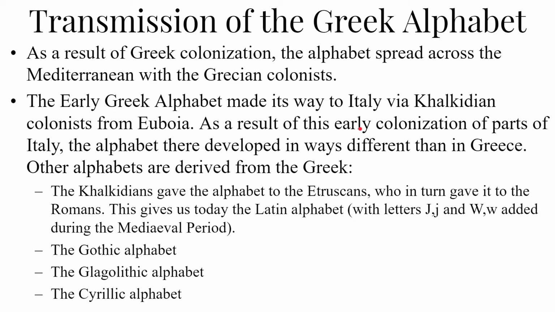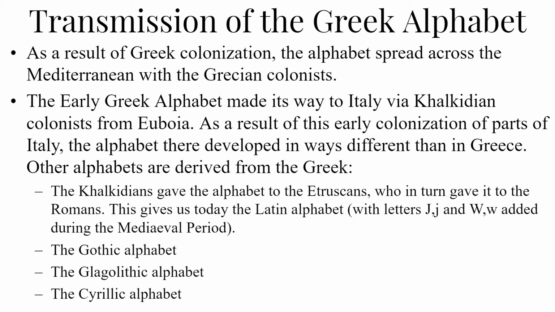Now, how did the Greek alphabet get all over the place in the Mediterranean? Well, first it started with the Phoenicians. The Phoenicians sailed all over the Mediterranean and encountered the Greeks. The Greeks took the alphabet. First it seems like the Euboeans. The Euboeans were the first ones that got a hold of it.